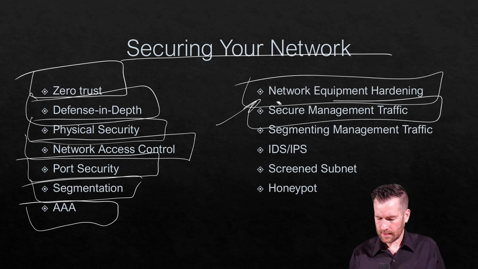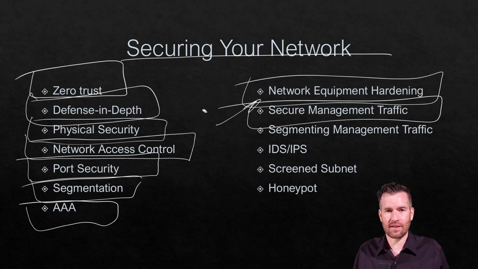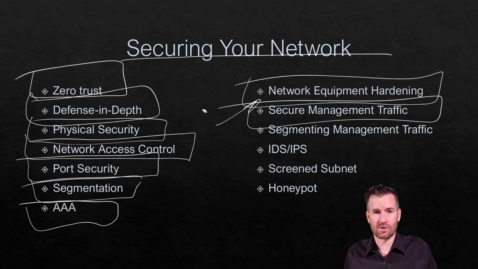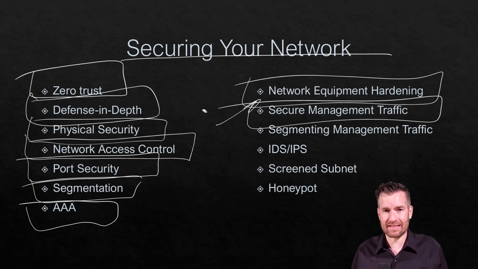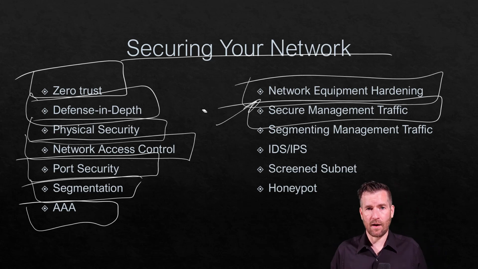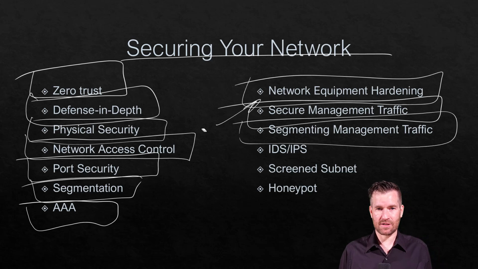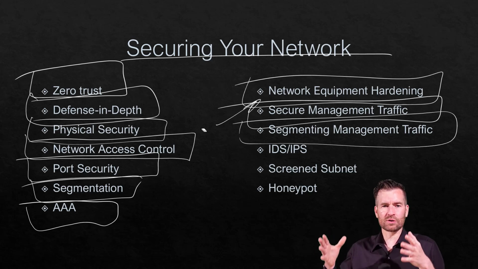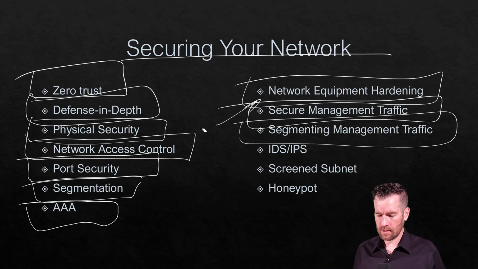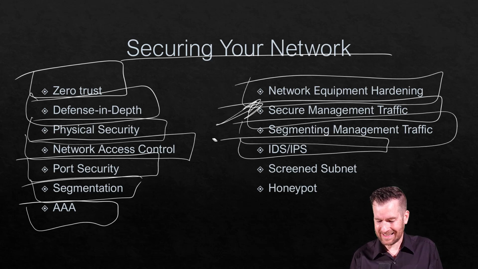Then we talked about securing management traffic. You have things like SNMP that goes across your network, and you're going to need to make sure that traffic can't be captured by other devices, so they can't start seeing what's happening on your network. Then we talked about segmenting that management traffic, actually putting it on a whole separate subnet, and that's part of securing the management traffic.